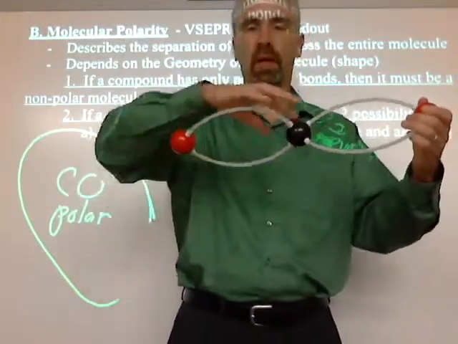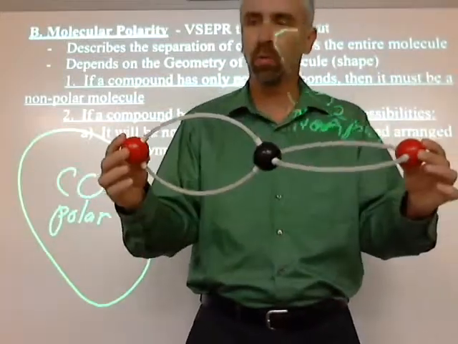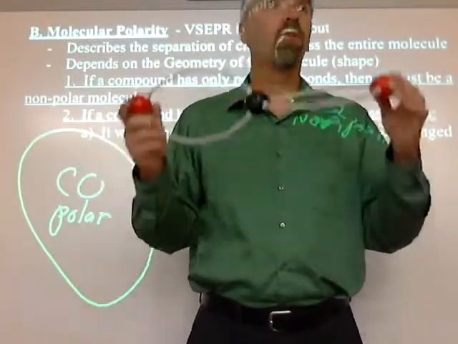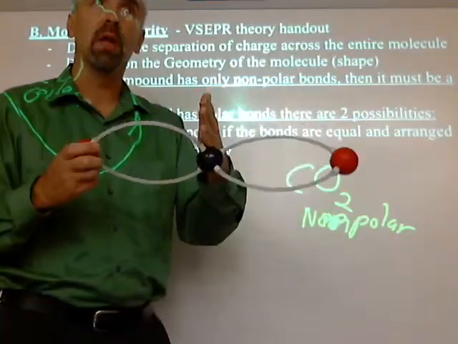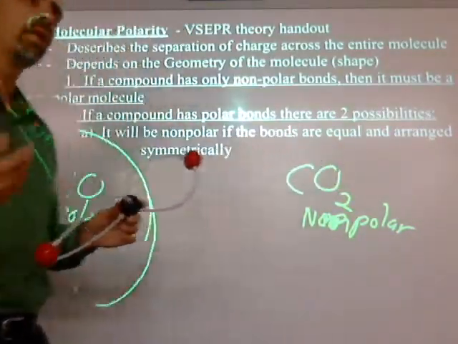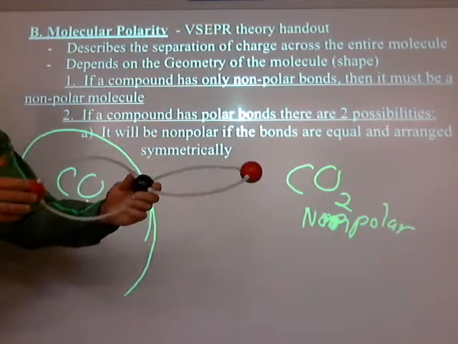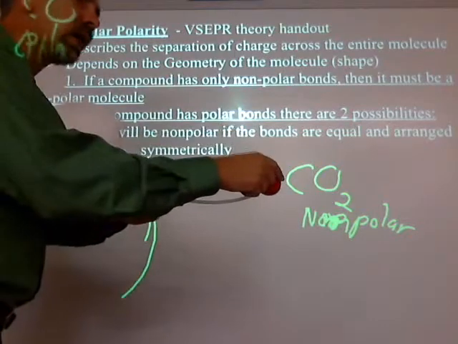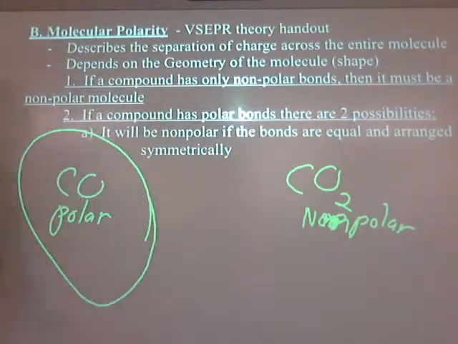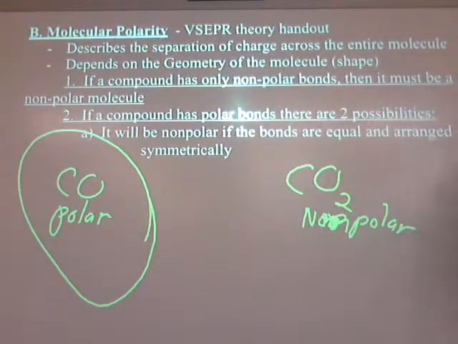It's like this guy's pulling this way and that guy's pulling that way equally. If I have equal, symmetrical, you know, I can draw a line down the middle, same thing on both sides. If I have equally arranged symmetrical bonds, even though this bond is technically polar and that bond is technically polar, the molecule itself is not polar. You understand? Now, you say, well, that's easy. I'm done. Well, it's not so easy.